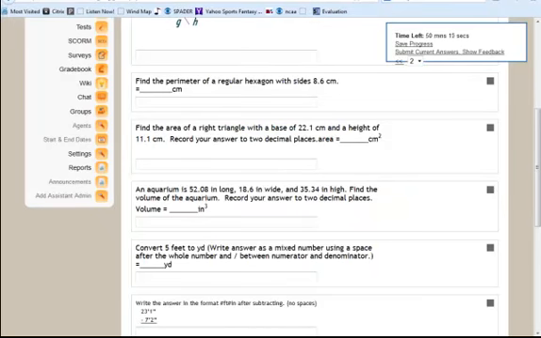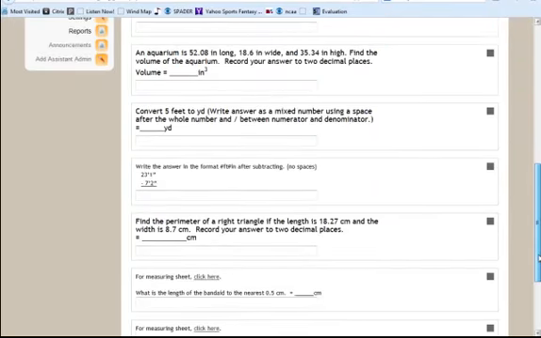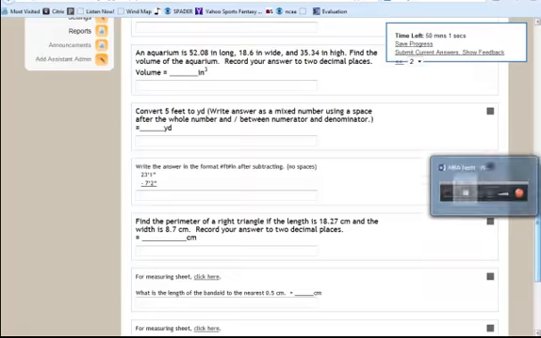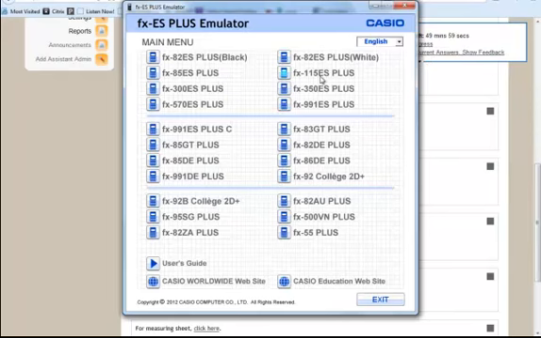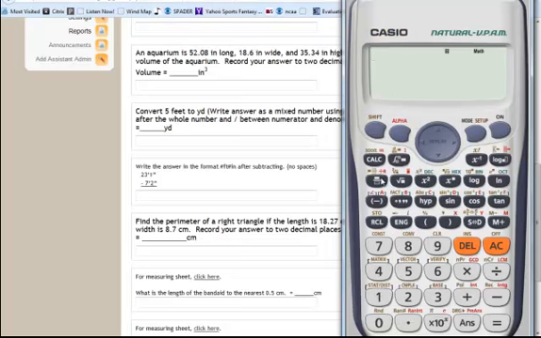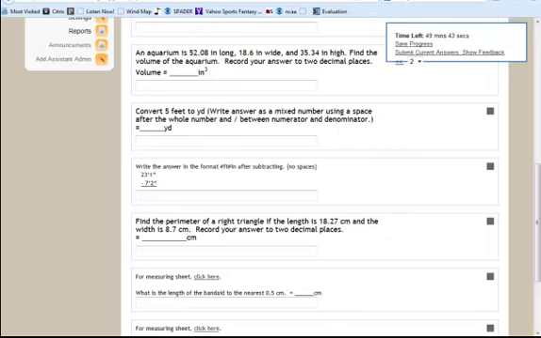convert 5 feet to yards. Where'd my calculator go? Convert 5 feet to yards, we would take 5 over 3, and it wants us to write it not as a fraction, but as a shift fraction, as a mixed number. So make sure you make that change.